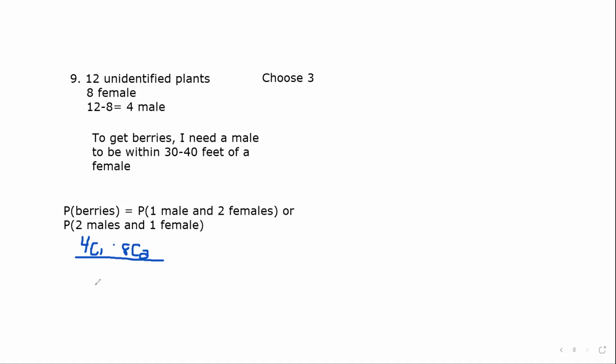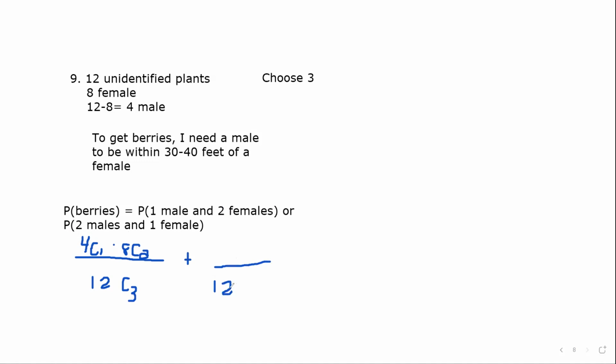What's the bottom part? How many plants total do I have? 12. And I'm choosing 3 to take home. So I either have 1 male and 2 females, which is what you gave me here: from the 4 males, choose 1, and from the 8 females, choose 2. Or means we add. The bottom is going to be the same, 12 choose 3.